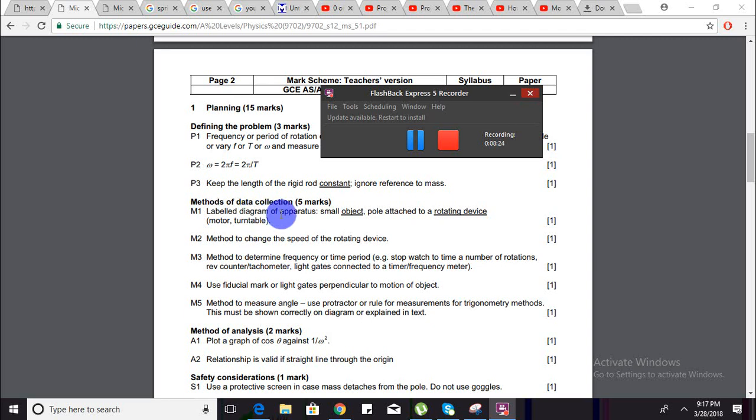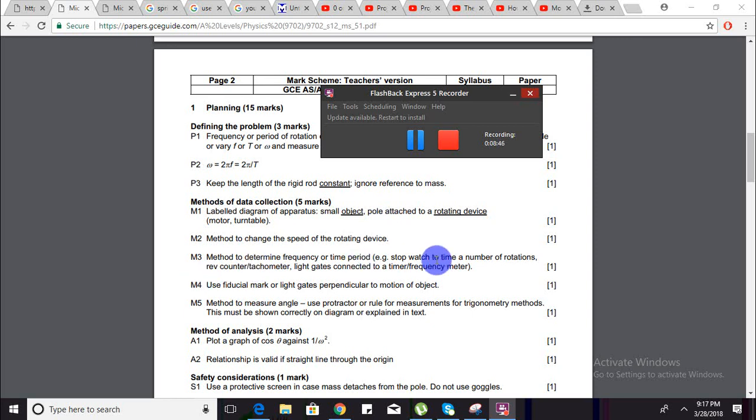So label diagram with object and pole attached to a rotating device, as I said, and unfortunately we indeed have to show what the motor is. So my bad, I forgot the circuit symbol. Method to change the speed of the rotating device. Yep, if you change the amount of current.